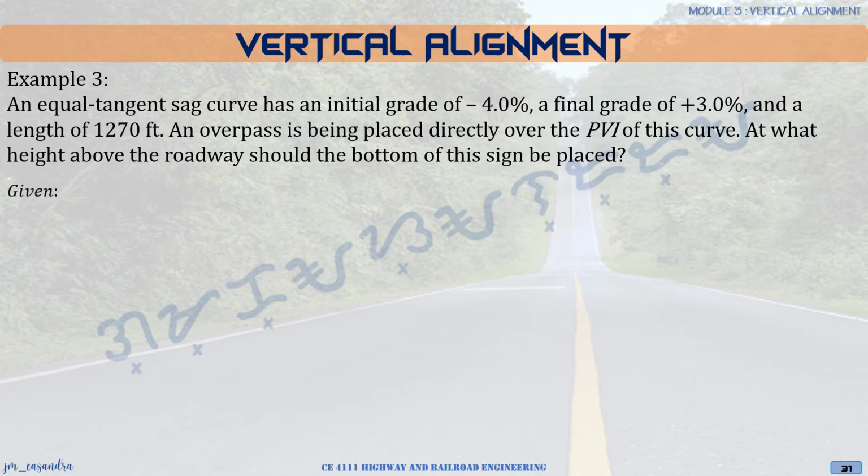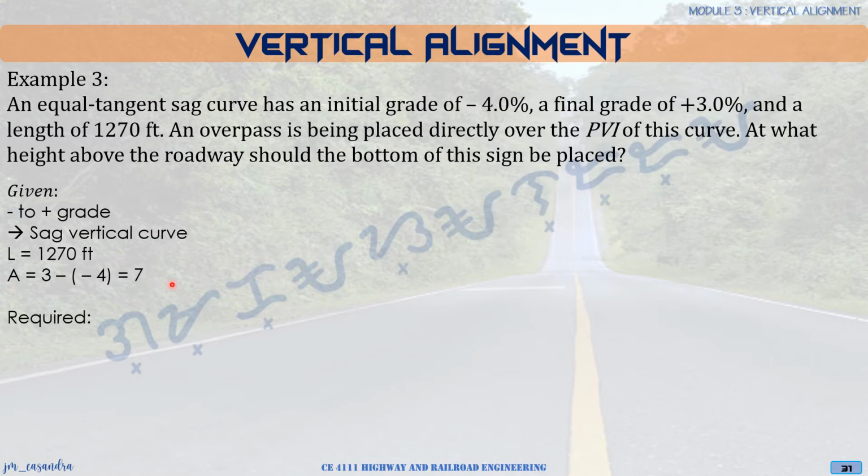So to begin with, we summarize our given values. We have a negative to positive grade section, so we'll have a sag vertical curve. We're also given the length of the vertical curve at 1,270 feet. So we can now solve for A from the given grades. And this is simply the absolute value of the difference of grade 1 and grade 2. So we'll be arriving at the value of 7.